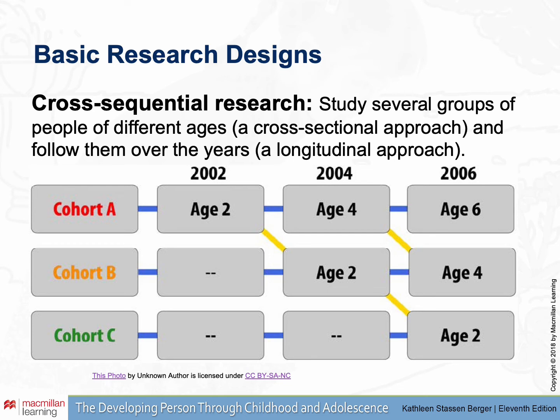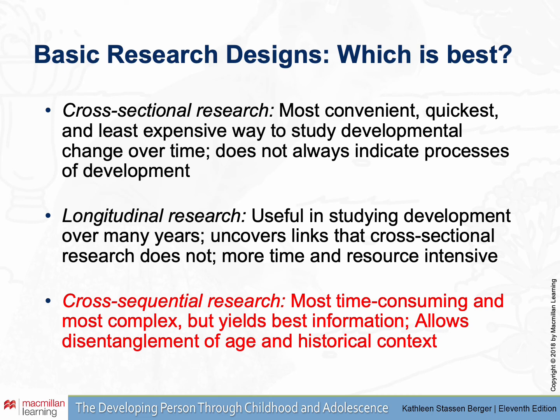So a cross-sequential research design allows you to follow up several different groups over time and combines the advantages of cross-sectional and longitudinal studies. And it's a pretty powerful tool for developmental science. So when we consider which sorts of design are best, well, cross-sectional will give you the most convenient, quickest, and cheapest way to study change over time. But it doesn't tell you a lot about the processes that influence how development was changed.